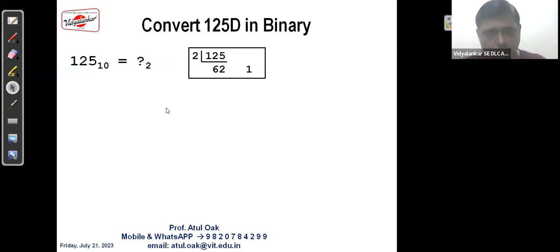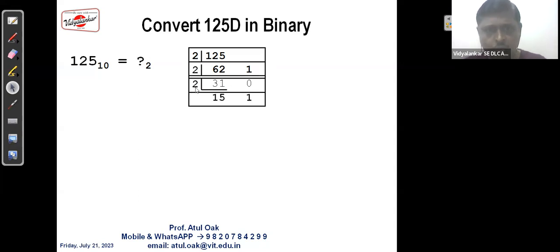At the end of this session I will map our discussion with the exam. Let's start. Divide 125 by 2. This is my quotient, this is my remainder. Then you divide 62 by 2. This is my remainder, this is my quotient. Quotient is 31.